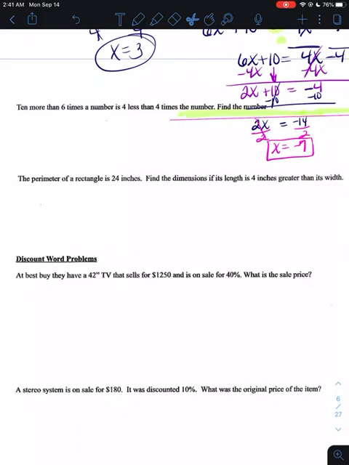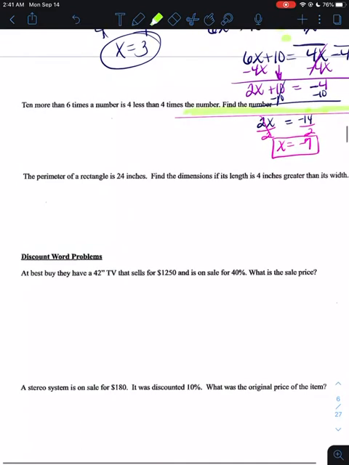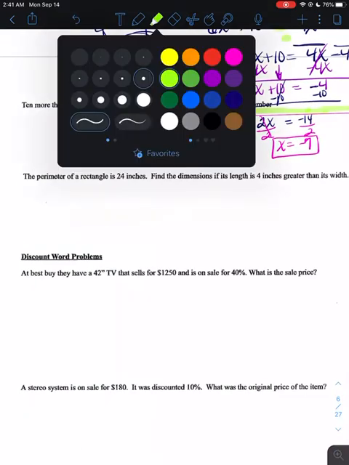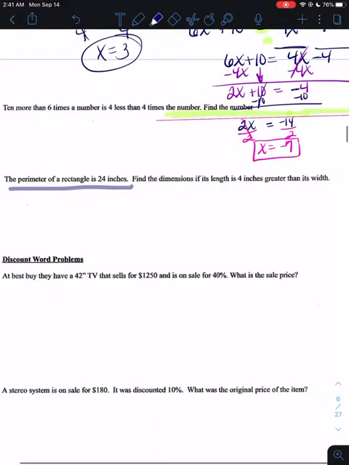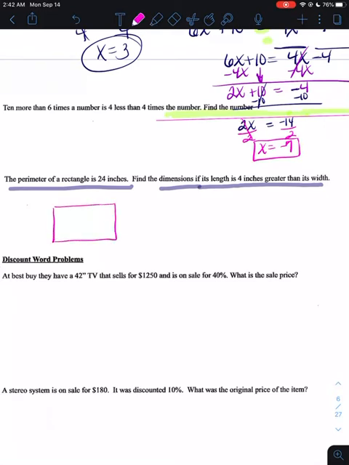They give me the perimeter of a rectangle. They want me to find the dimensions, so they want me to find the L and the W, the length and the width. So find the dimensions if its length is 4 inches greater than its width. All right, so rectangles, I want to draw me a picture. It tells me that the perimeter, so that means when I add up all the sides, it should give me 24 inches. There's a formula for perimeter. Perimeter is 2L plus 2W.